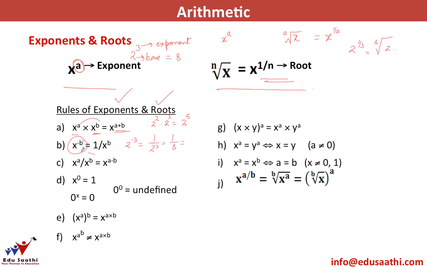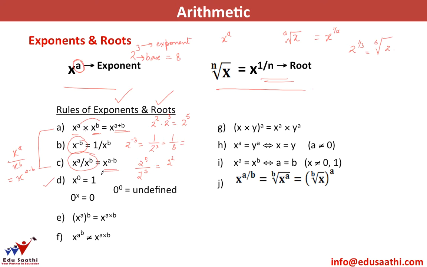Now, when the bases are same and the numbers are in division, we subtract the powers. So if the bases are same and the numbers are in multiplication, you add up the powers. If the bases are the same and the numbers are in division, you will subtract the powers. This will be x to the power a minus b. So if you have something like 2 to the power 5 over 2 cube, my answer will be 2 square.